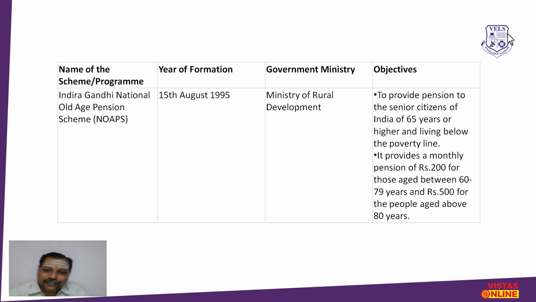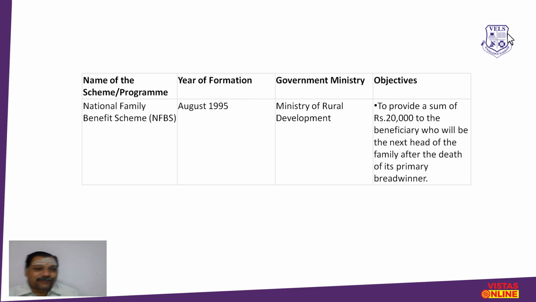And the second objective is to provide a monthly pension of rupees 200 for those aged between 60 to 79 and rupees 500 for people aged above 80 years. So this scheme was given through civil supply. Those who have a ration card will get that money. This scheme is also a very successful one. It eradicates poverty for a large number of people. They move people from below the poverty line to above the poverty line.